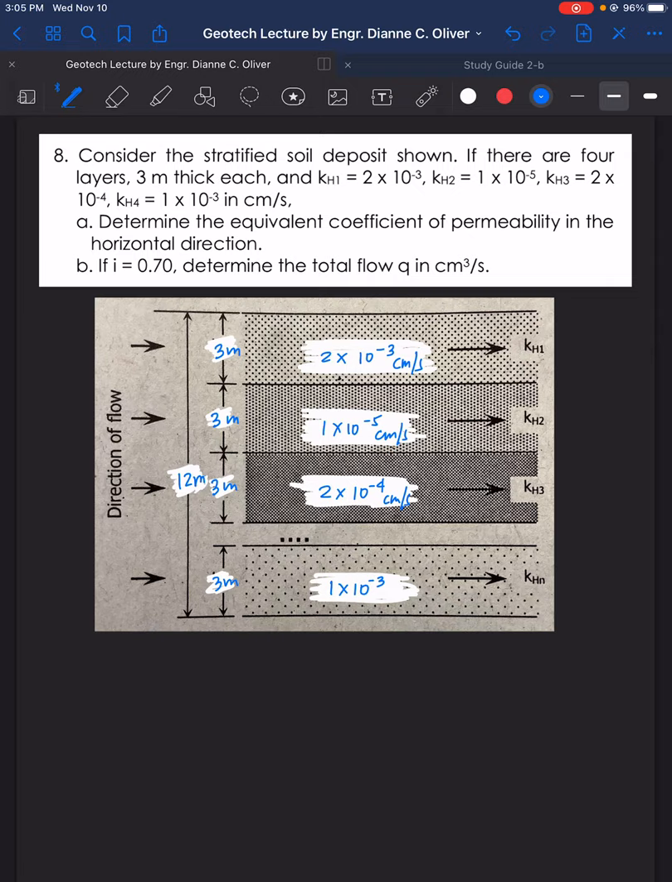Determine the equivalent coefficient of permeability in the horizontal direction. So it's looking for K equivalent horizontal, K sub EQ H. And then letter B, if hydraulic gradient is equal to 0.70, determine the total flow Q, so small Q in cubic centimeter per second. Okay, so let's answer the letter A first. Again, let's have the condition. So it's looking for the horizontal direction of flow. So from the word horizontal direction, what it's looking for is the horizontal flow.